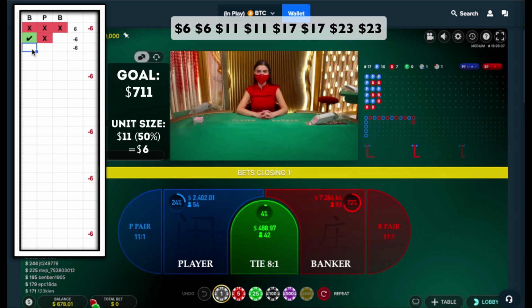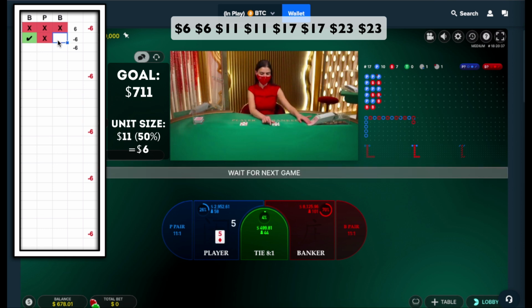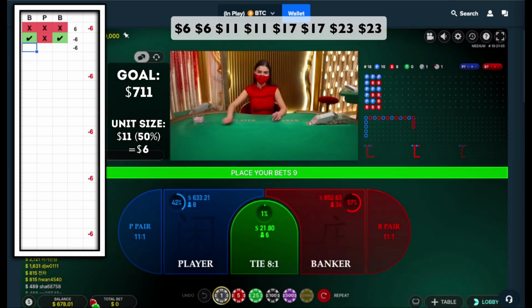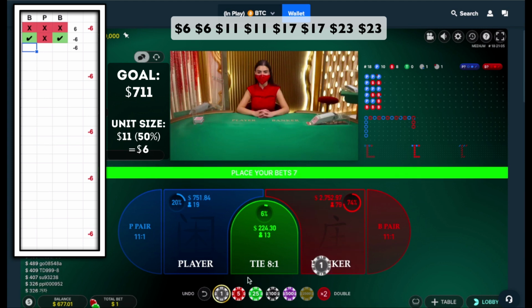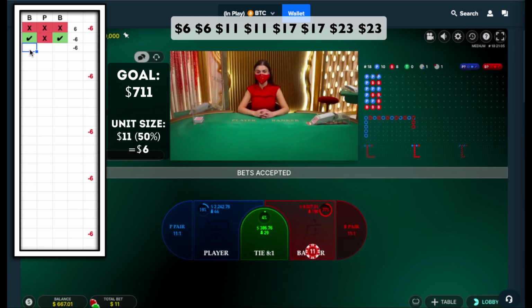Our next betting spot would be the bottom left corner here. And we're going to move 1 to the right once again, which would make our next bet $11 after this free hand. Banker wins, check mark. All right, looking for the check mark here. 11 on banker. We're trying to break the X pattern here. Let's see if we can pick up a win.